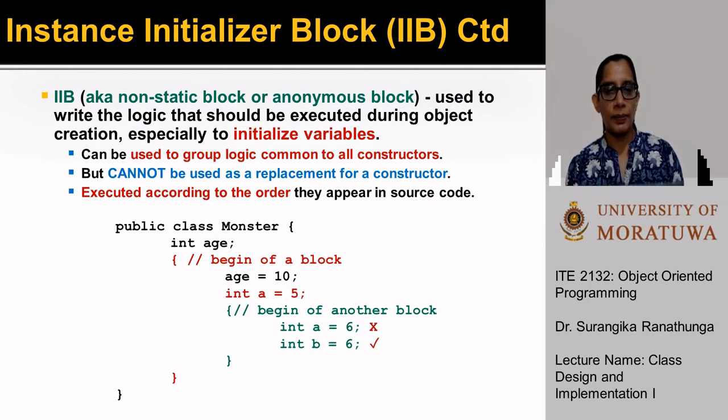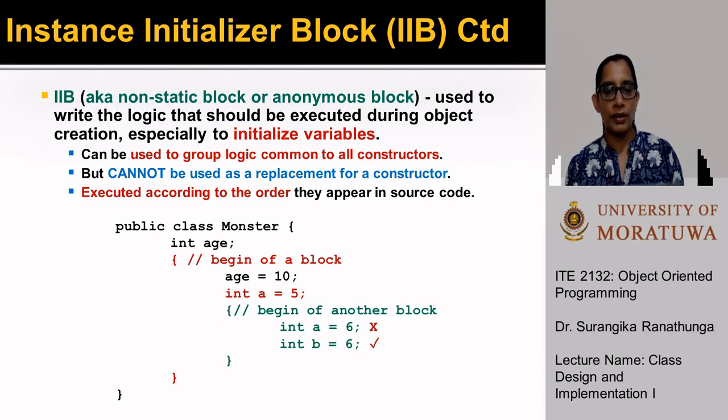So you must have the constructor, and if needed, you can have an IIB on top of it. And if you have multiple IIBs, they will be executed in the order that they appear in the source code. That means it starts from the beginning and goes down, and the order of the blocks that appear in is the order that they are executed.